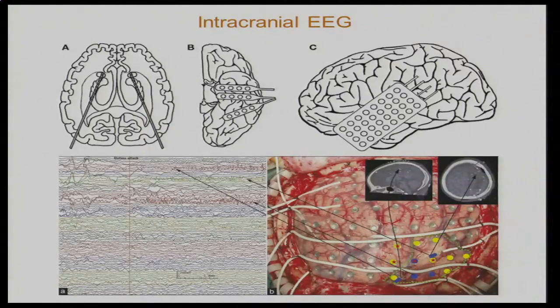When this information does not allow us to accurately define the area from which seizures start, or when there are discrepancies, then one may consider an intracranial EEG investigation, placing electrodes inside the brain to record directly from the brain where seizures come from.